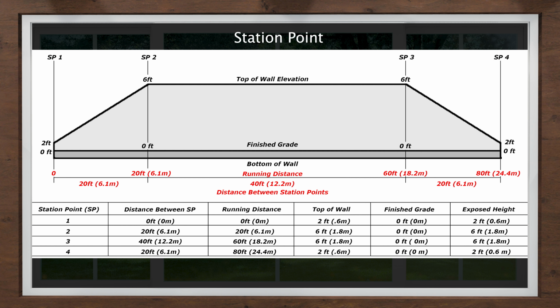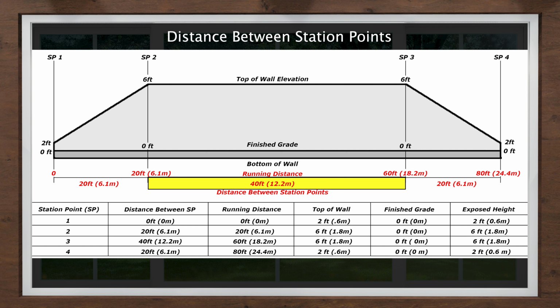Station point. What is station point? A station point is just a reference to a particular point or location on the wall. We use the term station point to identify different changes of height, change in direction, and length of the wall. You can add as many station points as you need to clearly define the profile of your wall. The more station points you have, the more accurate your estimate will be.